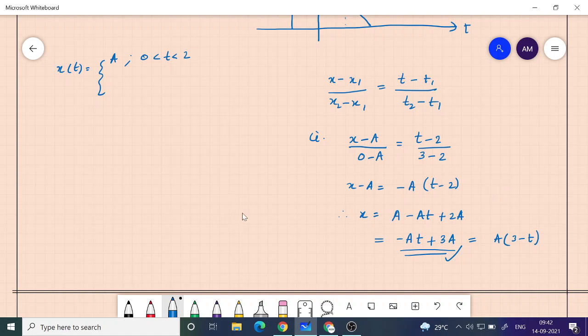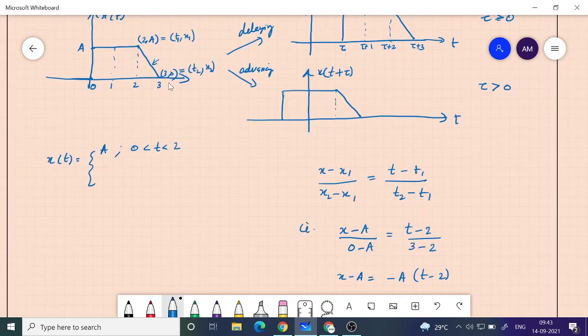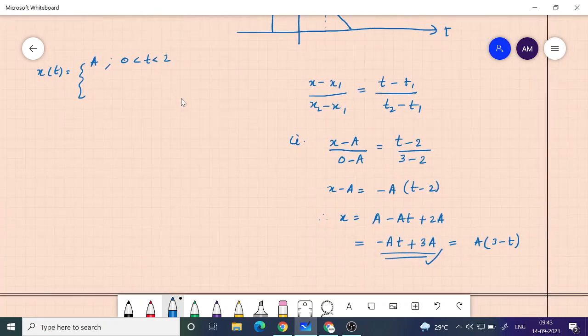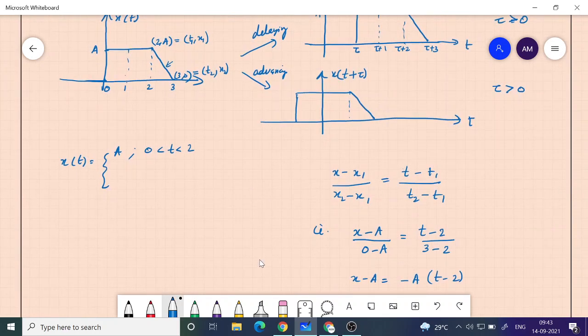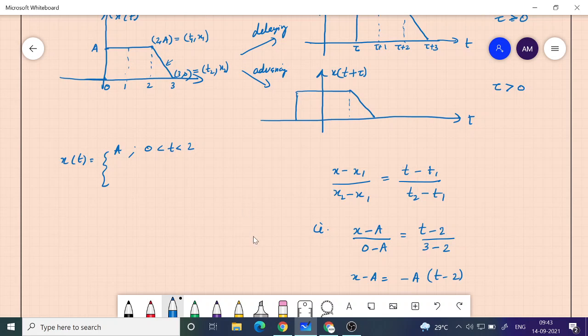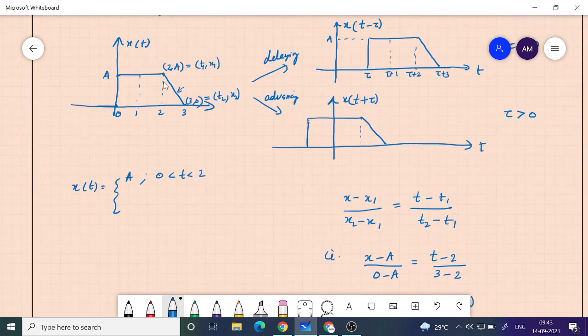This is the standard y = mx + c form. Now let us see what happens when t equals 3. We see that it becomes 0. That's what we want: when t equals 3, x should be equal to 0. If you look at this equation, when t equals 3, it is minus 3a plus 3a, which is 0, so that is satisfied. Now for the other point, when t equals 2, we have minus 2a plus 3a, which is plus a. That is also satisfied. So 2 points are satisfied, which means the equation is valid.